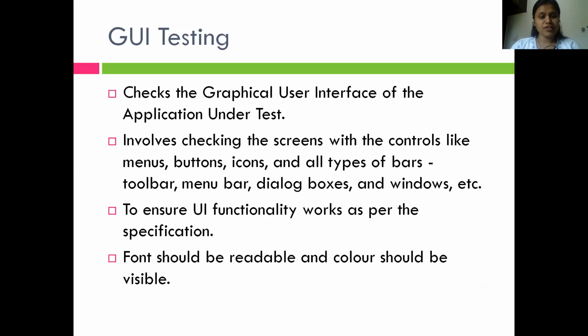GUI is the graphical user interface, as we all know, as you are all developing different projects. It checks the graphical user interface of the application under test. A GUI contains multiple text boxes, the colors on the screen, menus, buttons, icons, and all types of bars, that is toolbar, menu bar, dialog box, windows, etc. All these things are checked to see whether they are properly displayed or not.